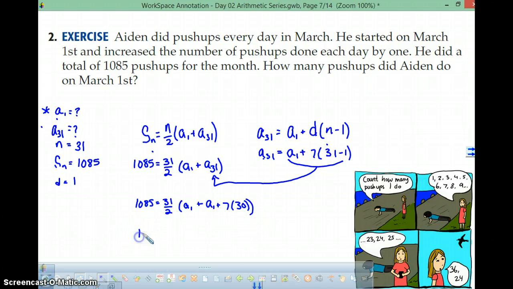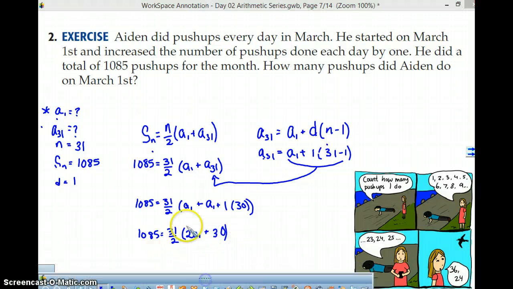Good? 1085 equals 31 over 2 times 2a sub 1 plus, what's 7 times 30? Oh, sorry, I don't know why I put a 7. The common difference in this problem is a 1. Let me change that. Okay, so we'll just say plus 30.